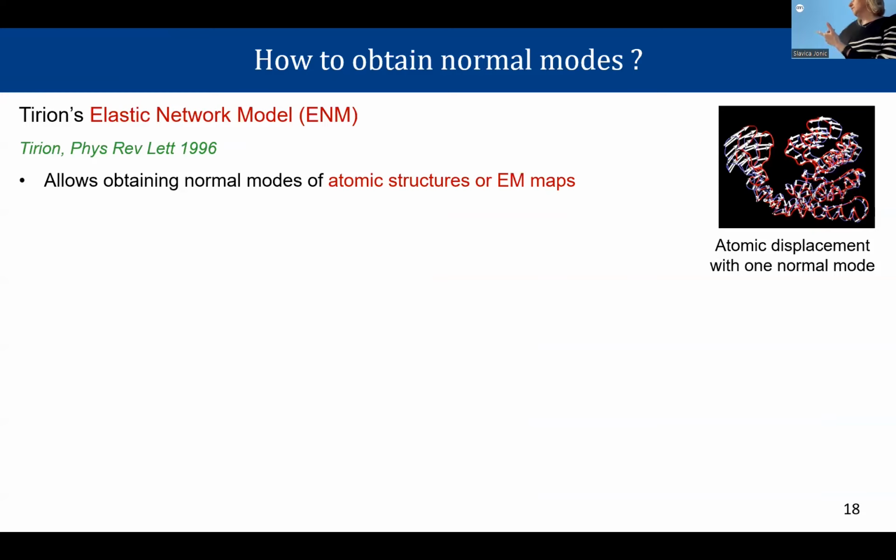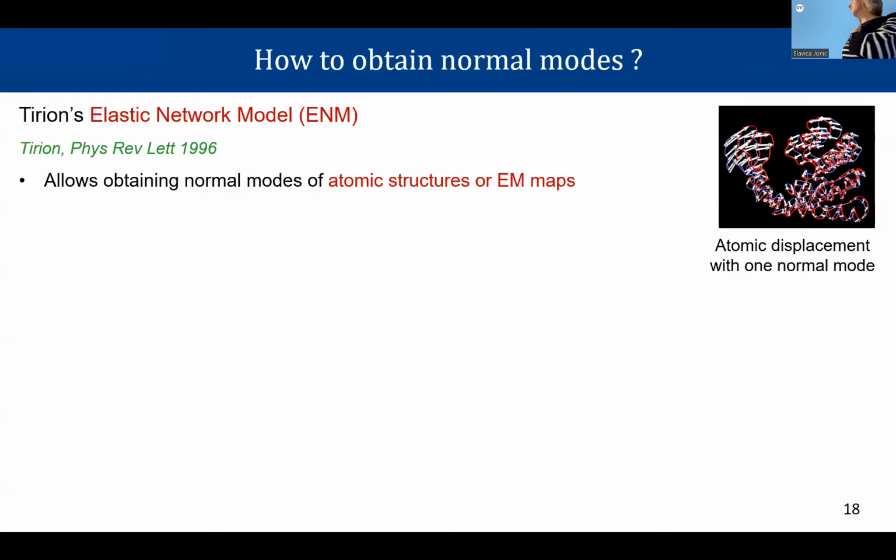And again, these normal modes, as I said, you can obtain them using atomic structures or using EM maps. So the majority of people are using an elastic network model to get normal modes, which allows you to work either with an atomic structure or with an EM map. So this is one normal mode.